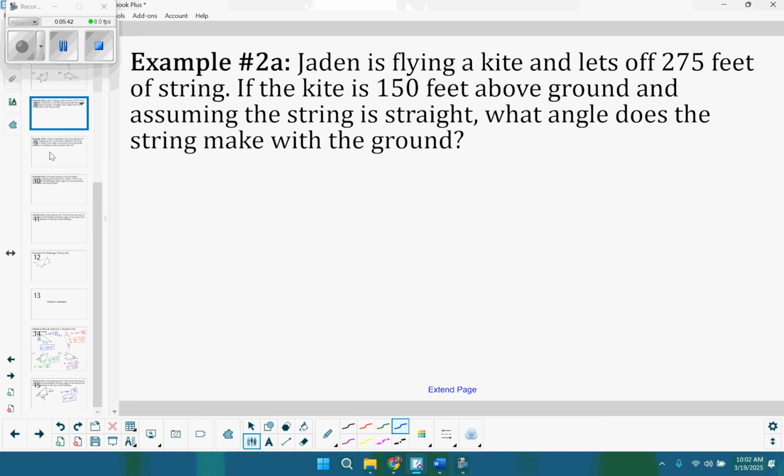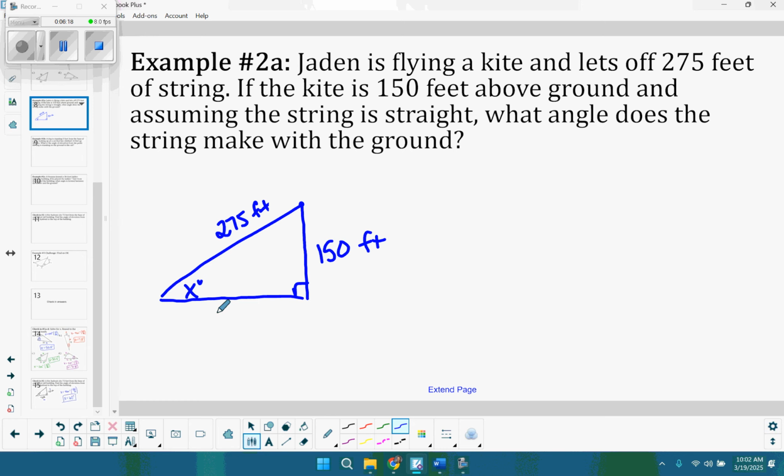So, for example, 2A. Jaden is flying a kite and lets off 275 feet of string. If the kite is 150 feet above the ground, and assuming the string is straight, what angle does the string make with the ground? So we have a string leading up to a kite that's 275 feet. We have the kite that's in the air is 150 feet above the ground. And we would like to know the angle formed by the string and the ground. So that is where our angle would go.